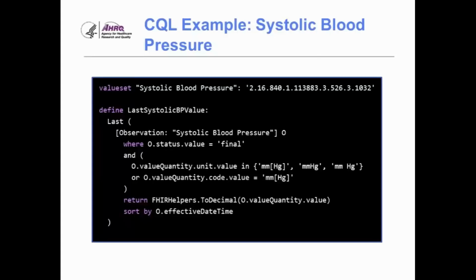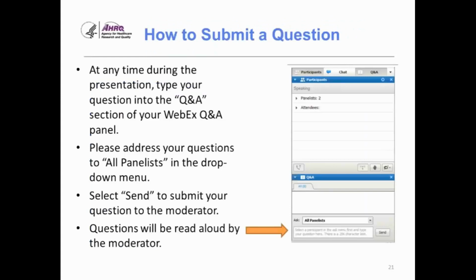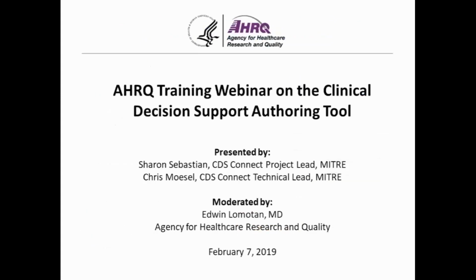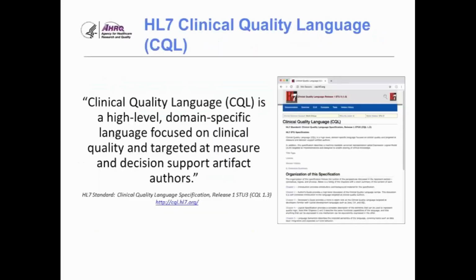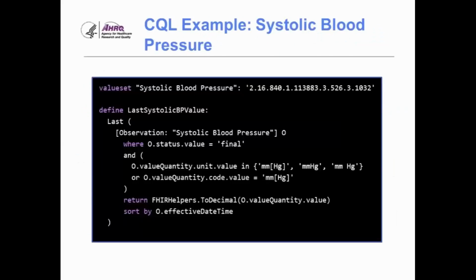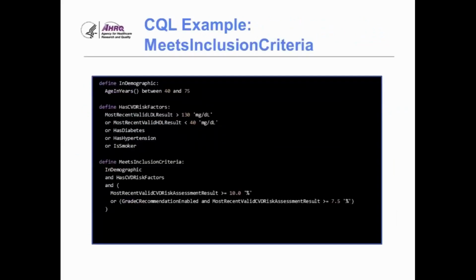We give them names, like in this case, last systolic BP value. And then we can, oops, I hit the wrong button. Okay, I apologize. The end button is right next to the page down button. All right, there we go.